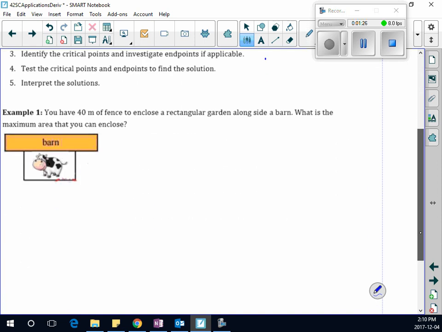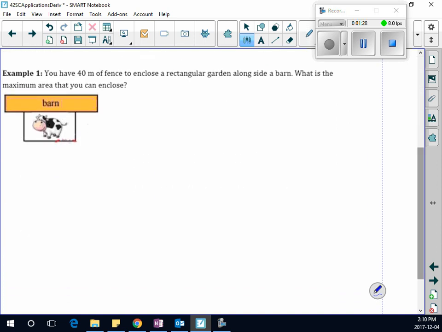Okay, let's start the first problem. You have 40 meters of fence to enclose a rectangular garden alongside a barn. What is the maximum area that you can enclose? So you know this is an optimization problem because it says maximum in there, right? So we're going to come up with a formula.